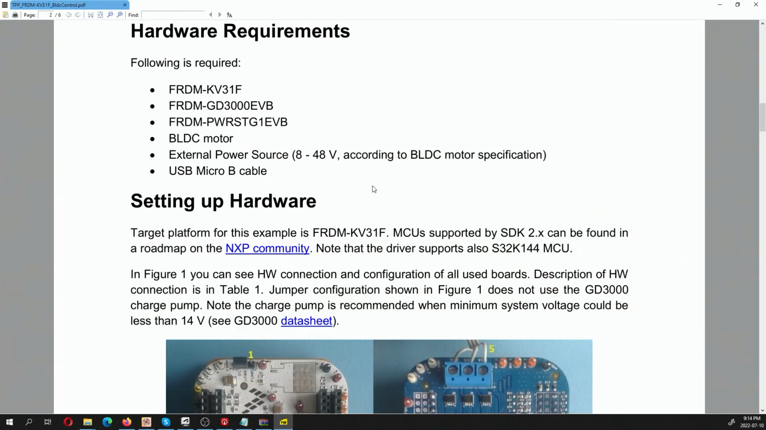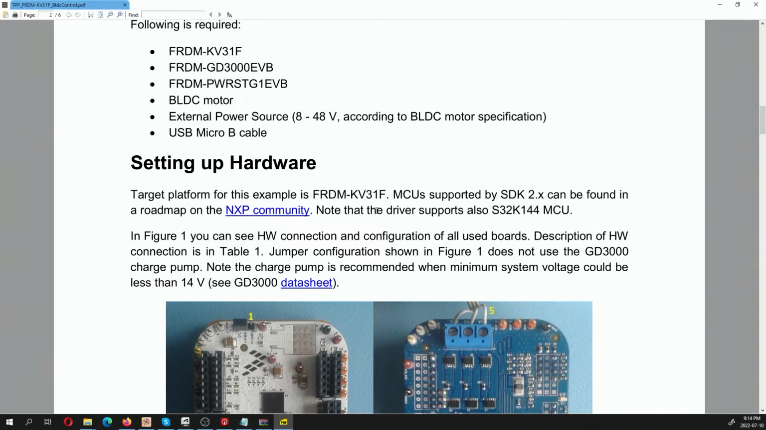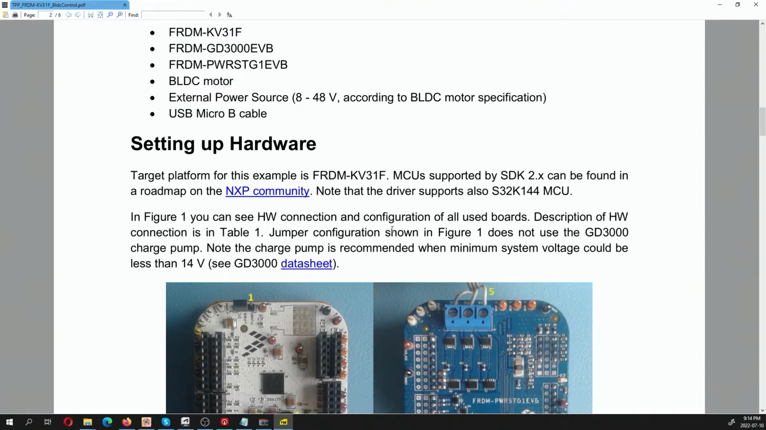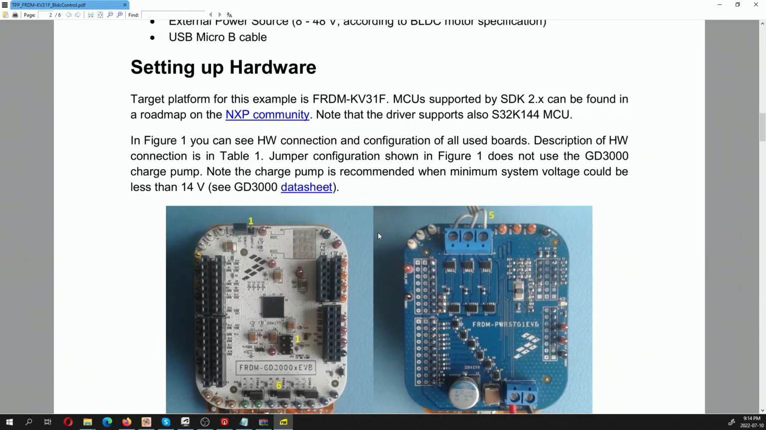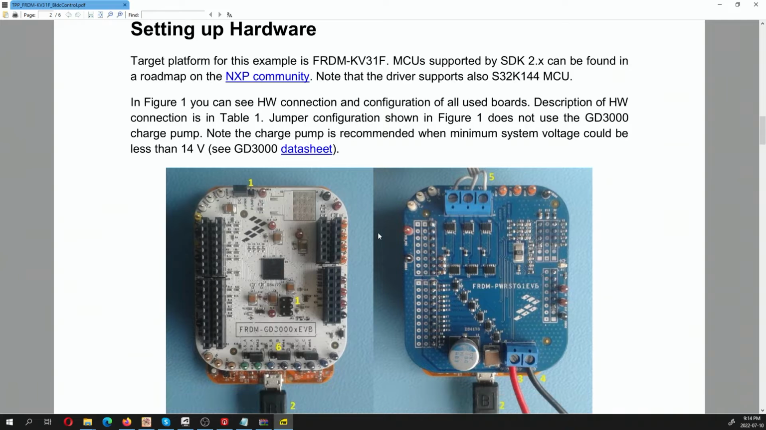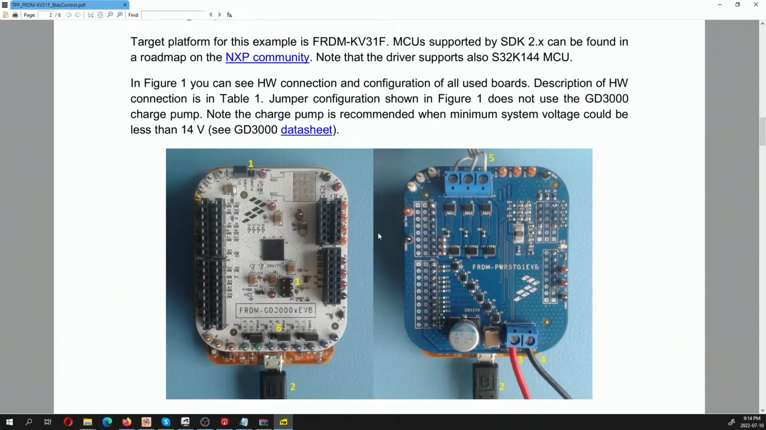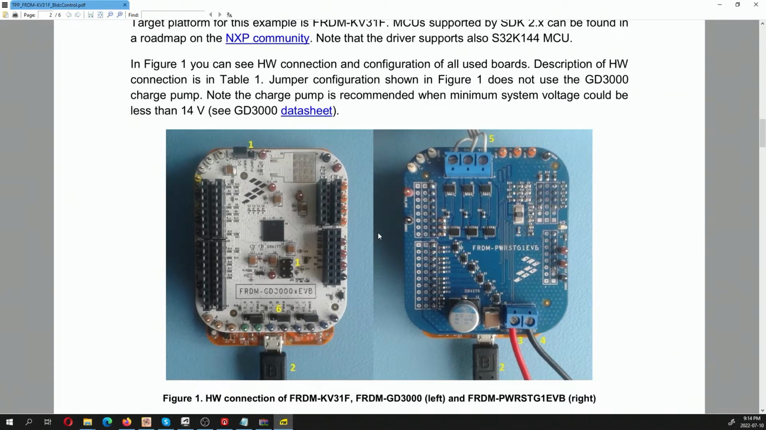The target platform for this example is the Freedom KV31 MCU board, supported by the SDK 2.x, which can be found on a roadmap. In the figure, you can see the hardware connection and configuration of all used boards. Description of hardware connection is in table 1. Jumper configuration is shown in figure 1. It does not use the GD3000 charge pump.